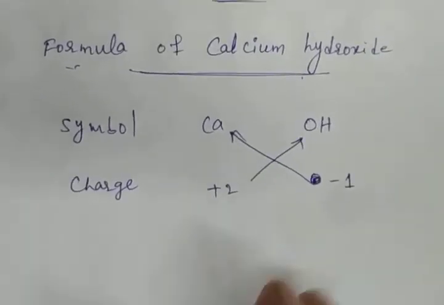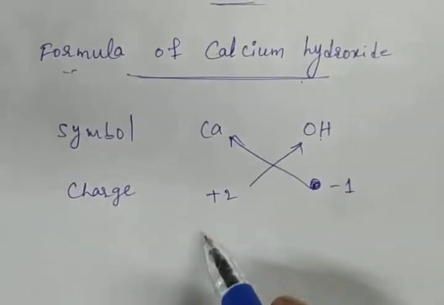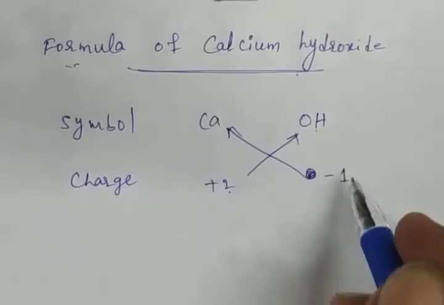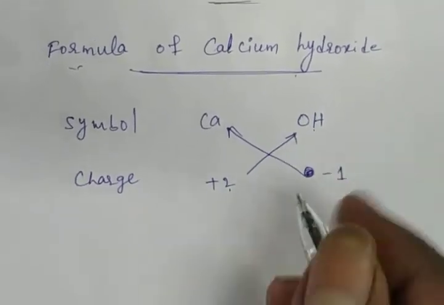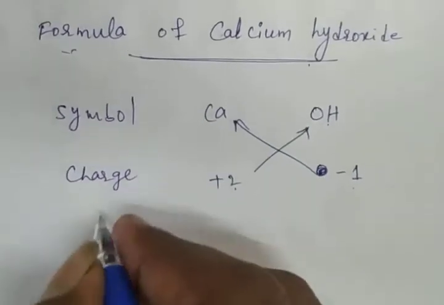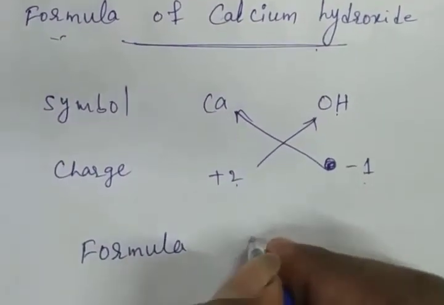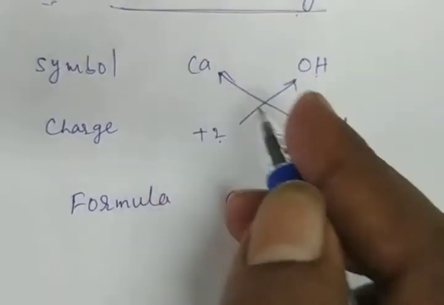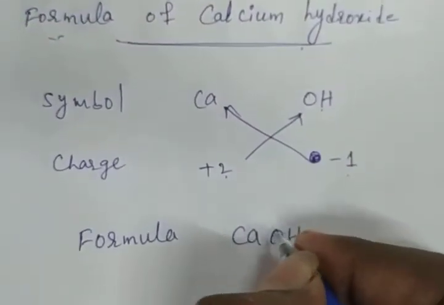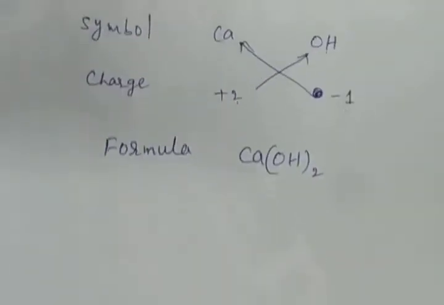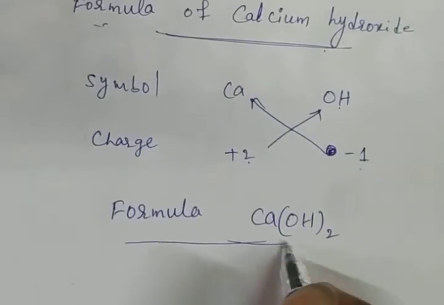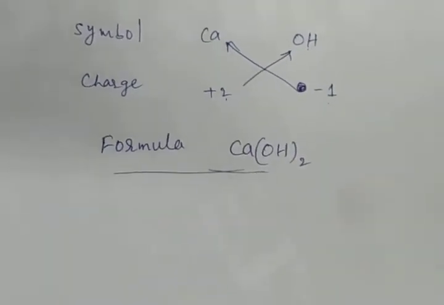Now you have to write the formula. Here OH, how many OH? 2. How many calciums? 1. Then we have to write the formula. Ca, how many Ca? Only 1. How many OH? 2. This is the formula of calcium hydroxide.